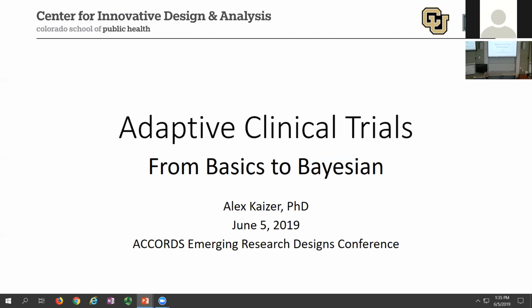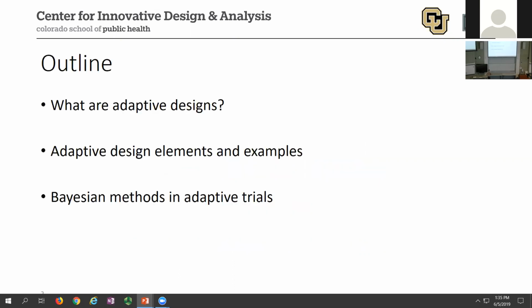And I titled my talk somewhat tongue-in-cheek, from basics to Bayesian, because I was going for the alliteration approach. But I will note, just because things aren't Bayesian doesn't mean they're basic, and vice versa. But I think the approach today we're going to take is to look at a really high-level overview of adaptive trial designs. Each one of the topics I'll be introducing and talking about could in and of themselves serve as an entire 1 hour sort of talk or presentation or seminar.